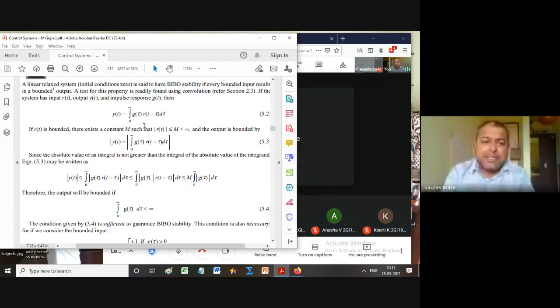So you can take the inverse Laplace of that. Whatever transfer function G(s) we get as per this book, we can take the inverse Laplace of that and find g(t), or we can find g(tau). So g(tau) is nothing but the transfer function of the system, times r(t minus tau). So this is a convolved output.